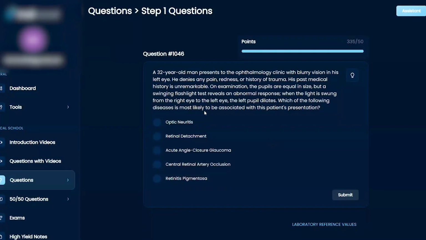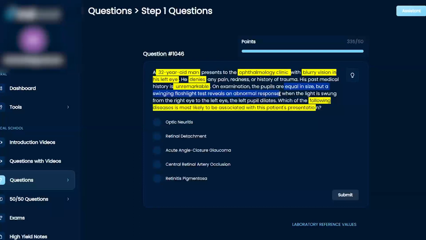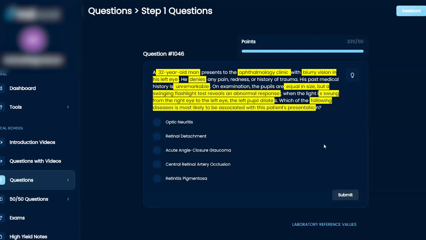Which of the following diseases is most likely to be associated with the patient's presentation? A 32-year-old man presents to the ophthalmology clinic with blurry vision in his left eye. He denies any pain, redness, or history of trauma. His past medical history is unremarkable. On examination, the pupils are equal in size, but a swinging flashlight test reveals an abnormal response. When the light is swung from right eye to left eye, the left pupil dilates.